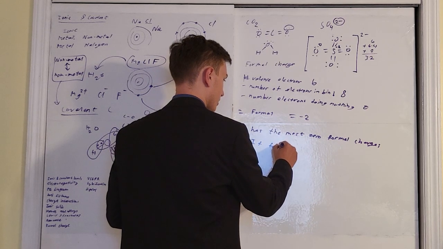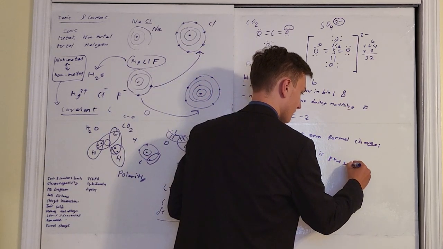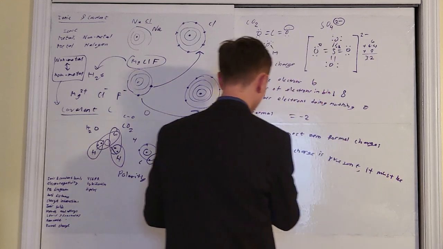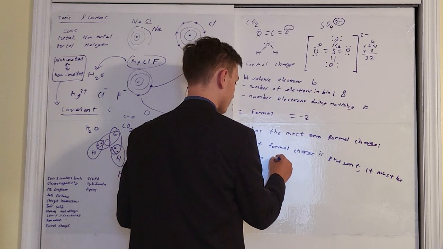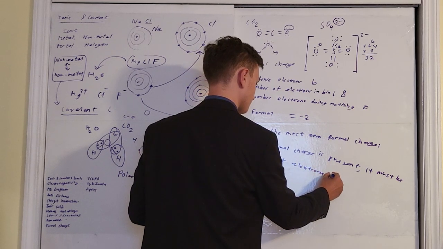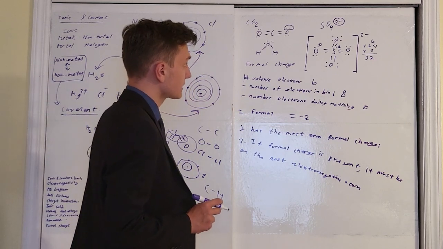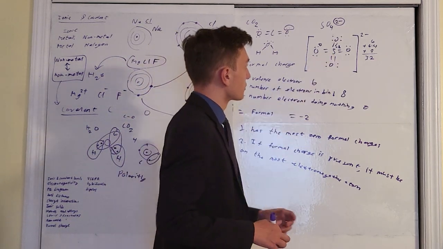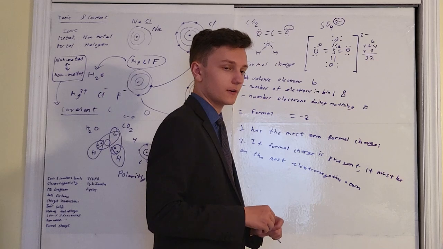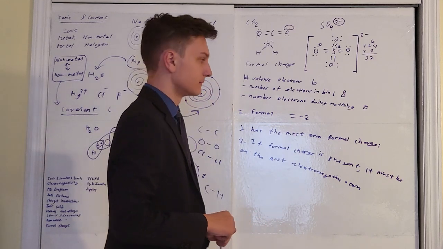If formal charge is present, it must be on the most electronegative atom. Okay? So in this case, we have a formal charge of minus two, okay? But the minus two is on the sulfur. Oxygen is more electronegative than sulfur. Therefore, this is wrong. Okay?